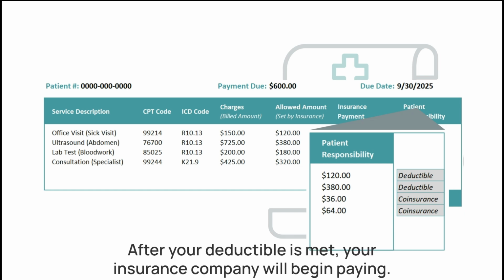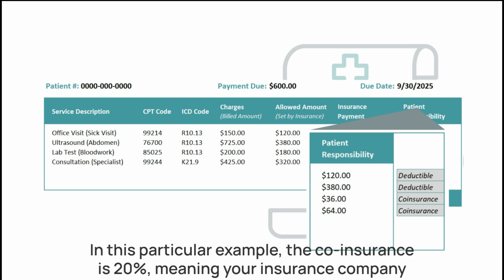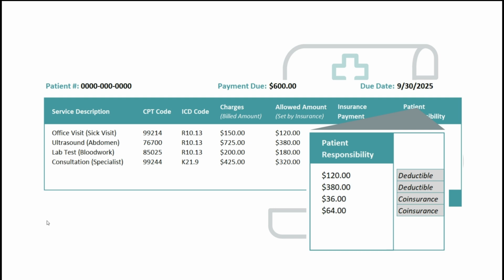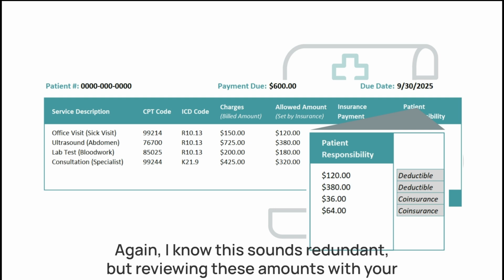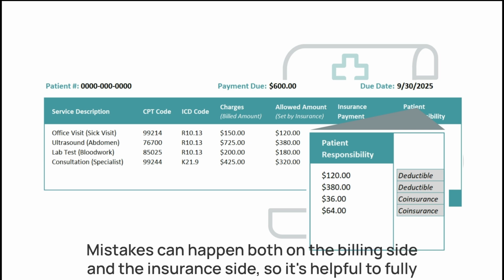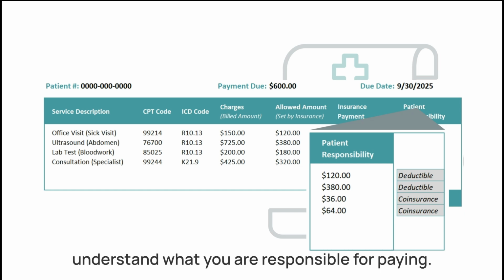After your deductible is met, your insurance company will begin paying. In this particular example, the coinsurance is 20%, meaning your insurance company will take care of 80% of that allowed amount, leaving you to pay the remaining 20%. Again, I know this sounds redundant, but reviewing these amounts with your explanation of benefits is recommended. Mistakes can happen both on the billing side and the insurance side. So it's helpful to fully understand what you are responsible for paying.